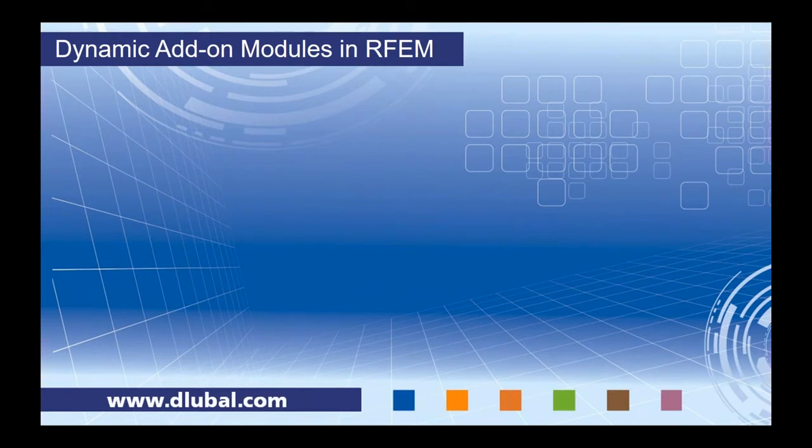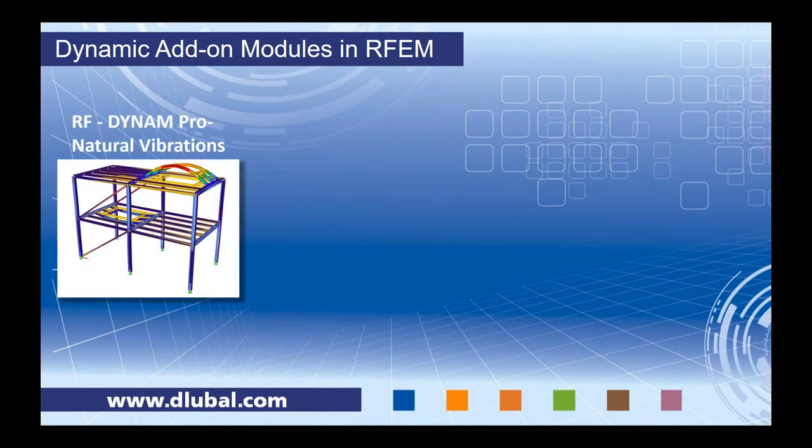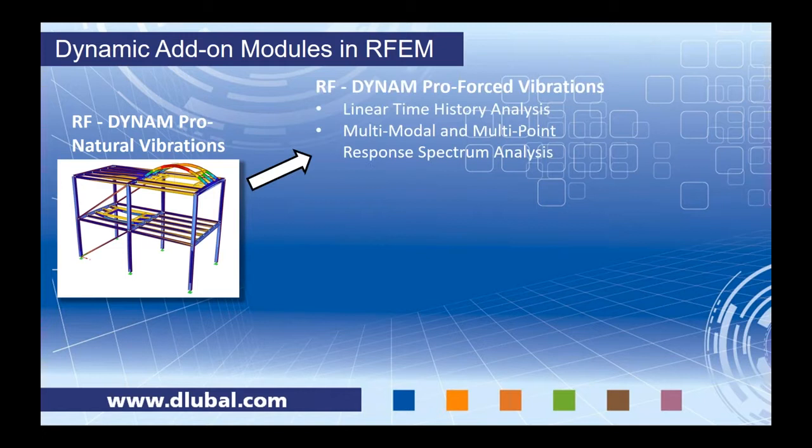So regarding the dynamic add-on modules in RFEM, RFEM is our main program. This is where we're going to fully model the structure. We can load it with some various static loading and run an analysis. But anything to do with dynamics, whether that's a natural vibration, forced vibrations, or seismic analysis, does require one of our dynamic add-on modules. So the first is RF-DYNAM Pro Natural Vibration. This is going to run an eigenvalue analysis that allows us to find the natural frequency and mode shapes of our structure. Now this is a prerequisite in order to run any of the additional add-on modules that we have for dynamic analysis. The second is RF-DYNAM Pro Force Vibrations.